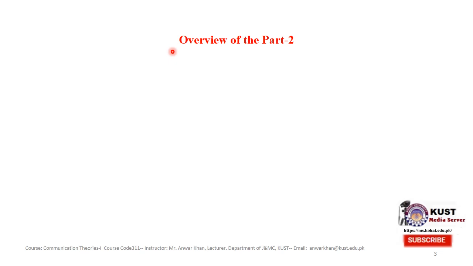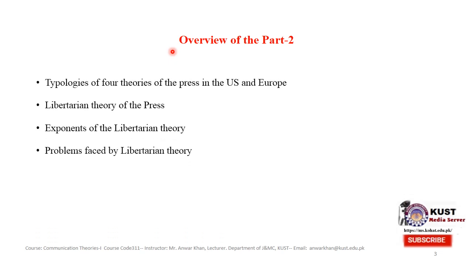So, the various concepts that our students came to know about in part 2 are the typologies of four theories of the press in the US and Europe. Then our students came to know about the libertarian theory of the press, and we discussed it quite in detail. Then they also came to know about the experience of the libertarian theory and the problems it faced. So these are the concepts and ideas that we discussed in part 2, and I hope our students have understood all of them.